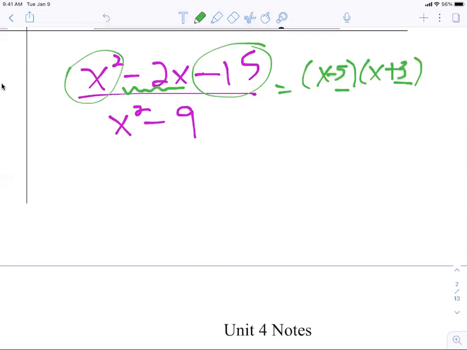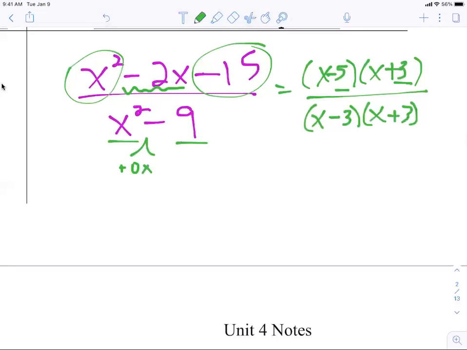And a positive 3. On the bottom, we have a perfect example of a difference of perfect squares. What multiplies to give me x squared? Well, x times x. What multiplies to give me -9 that technically adds to give me a 0x? Well, that has to be a -3 and a +3. And now we can simplify.